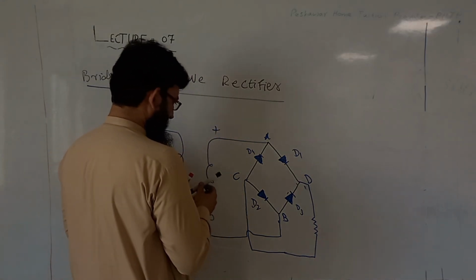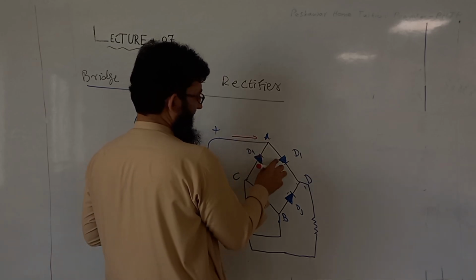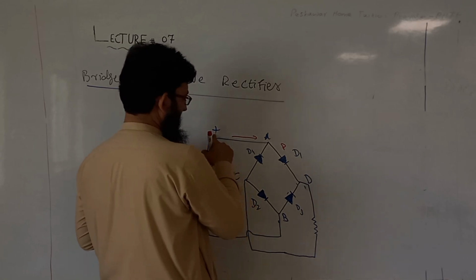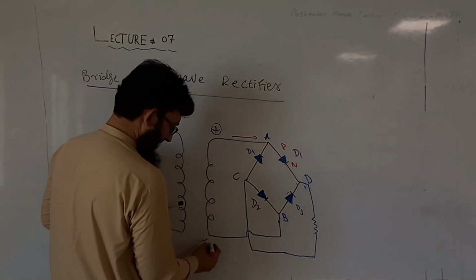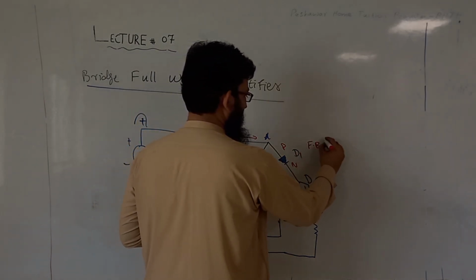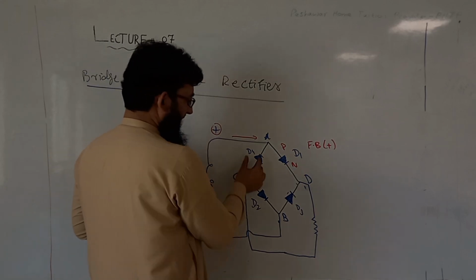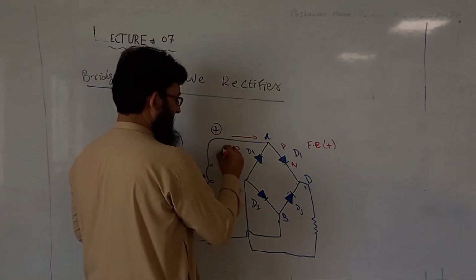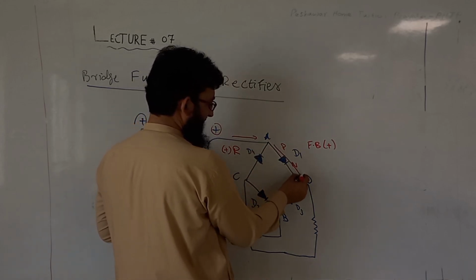Now the current will start to flow towards A. If we observe that D1 has the P side connected with positive and the N side with negative, so it is in forward biasing for the positive half cycle. And D4 is reverse biased for the positive half cycle. The current will flow in this direction and will reach D.